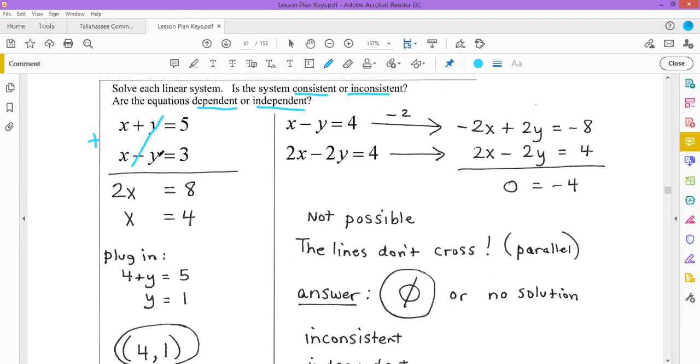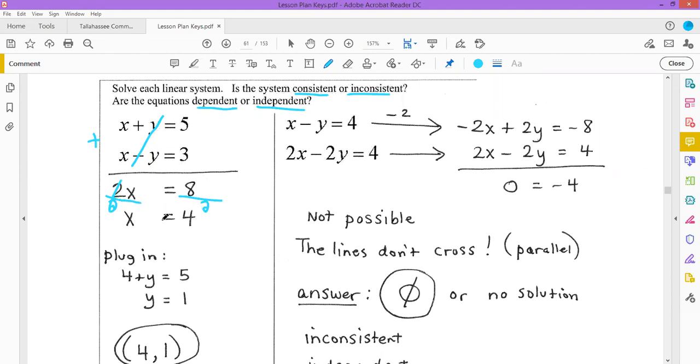They cancel each other out. 1y minus y cancels out, and we'd add 1x plus 1x to get 2x. On the right side of our equation, we have 5 plus 3 to get 8. And then we're solving. This is where our substitution comes in. We solve the equation for x. Divide both sides of this equation by 2, and we'll get x equals 4.